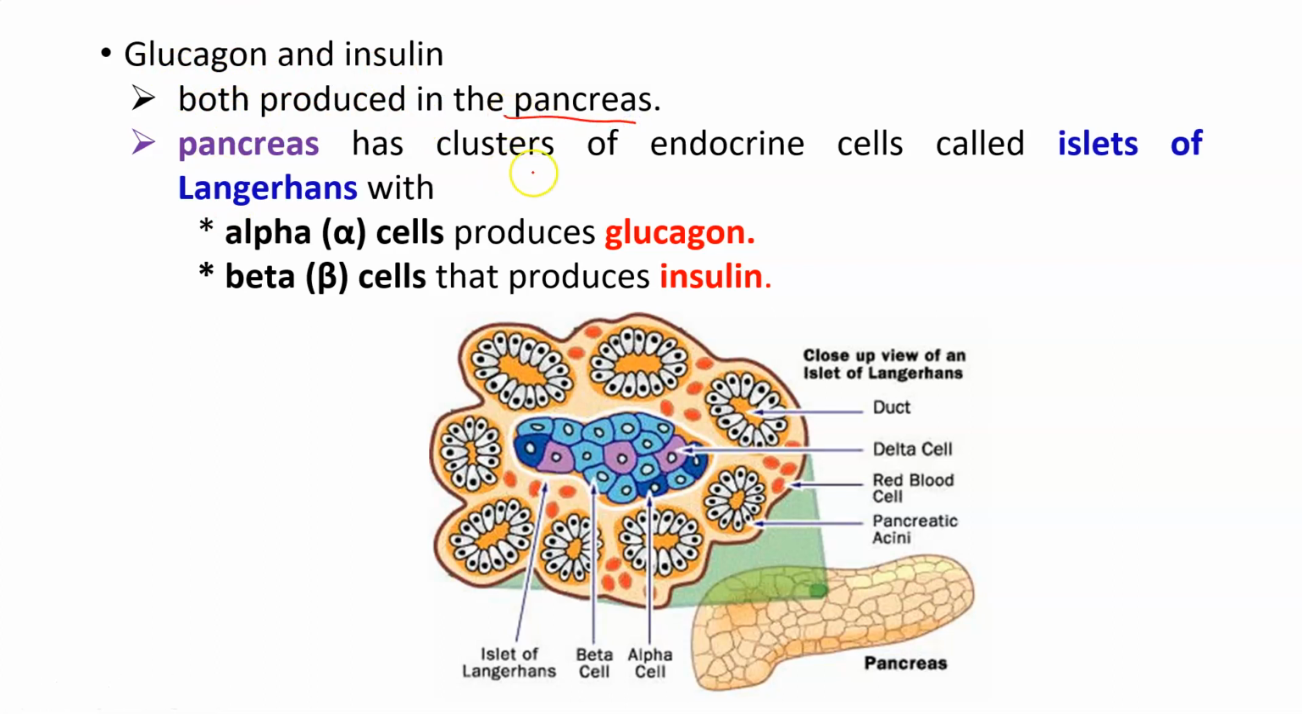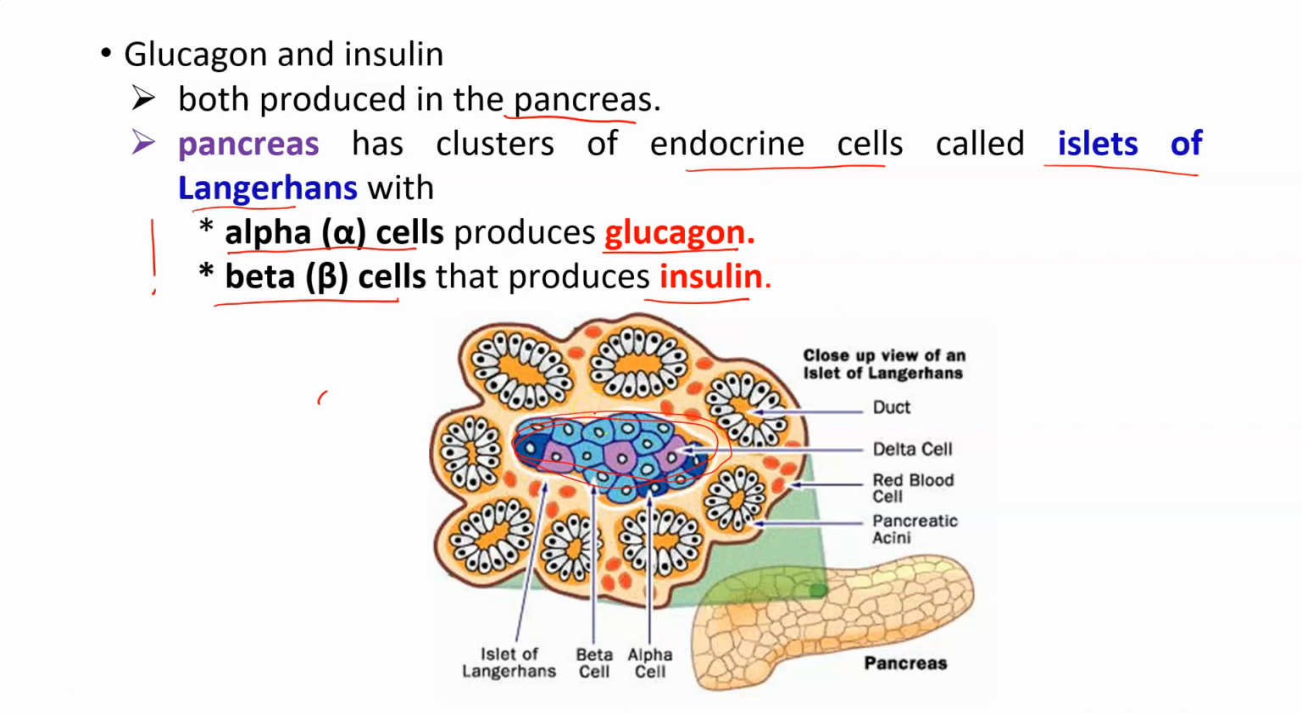The pancreas has clusters of endocrine glands called islets of Langerhans, which have two different cells. You have the alpha cells, which produce glucagon, and the beta cells, which produce insulin. This one you have to remember: alpha, glucagon; beta, insulin, from the cluster of cells which is the islets of Langerhans.